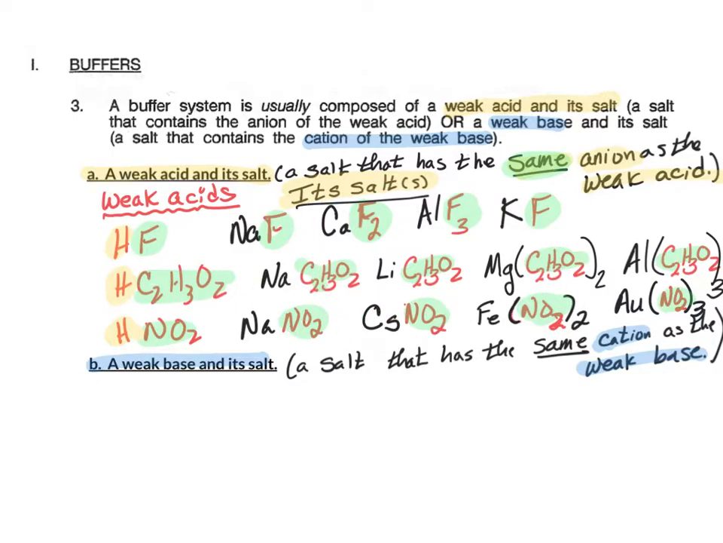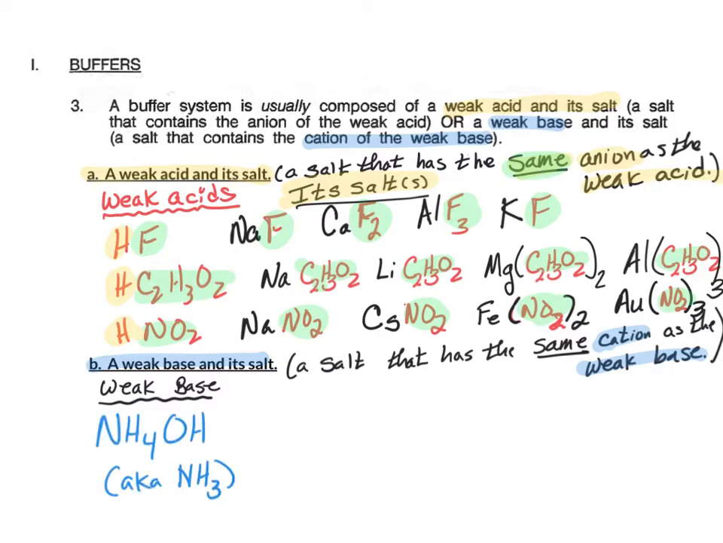And how about the buffers that have to have a weak base and its salt? So far in this class, we only know of one compound that is a weak base. So of course we'll use that for example. That compound is NH4OH, ammonium hydroxide. This is often also known as ammonia, but as long as it's in water, it is actually having ammonium hydroxide present. And that is our weak base.